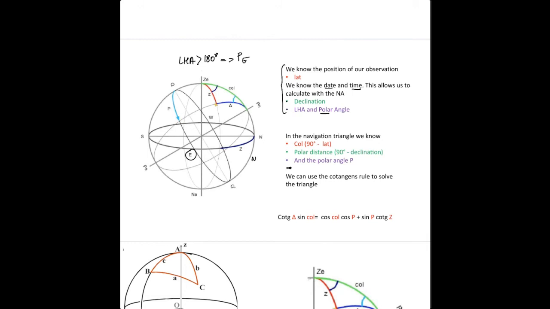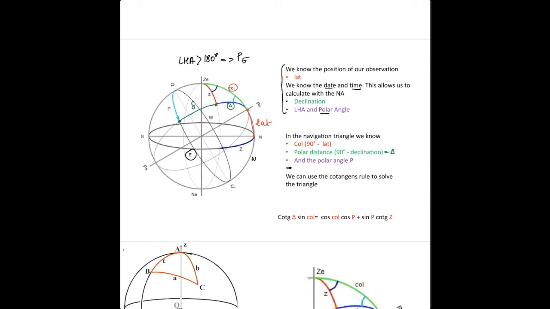When we know our latitude, this is our latitude, from here to here. Then we can also calculate our co-latitude. Co-latitude is 90 degrees minus the latitude. When we know our declination, declination is the elevation above the celestial equator. For that, I used the green. This is the celestial equator. The elevation above the celestial equator is the declination, and the complement of our declination, 90 degrees minus the declination, is the polar distance, which equals this side of the triangle.